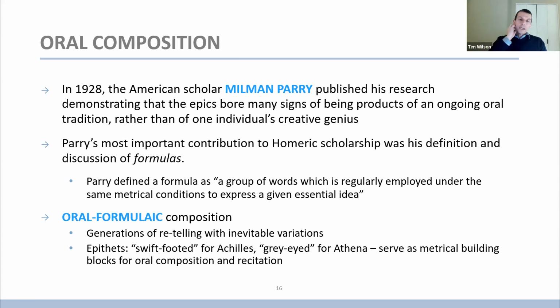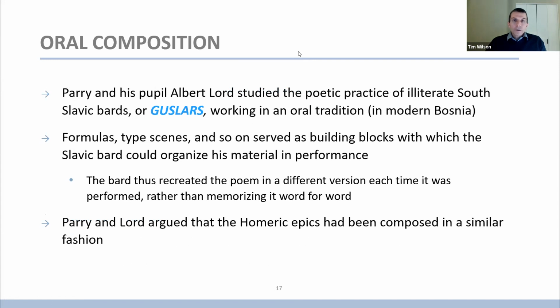So he showed with great consistency how these formulae would show up at different points, depending on the meter, less so, they're less directly attributable to the actual action of the character. It's not tied to the story, let us say, it's tied to the meter that the poet needs. So the point being there that with these oral formulaic compositions, if you're doing it in this tradition, you're not memorizing the entire production. You're formulating as you go, but you're basing it on these kind of stock epithets and formulas that you can plug in certain spots where you need them. Parry had discovered this by studying Slavic bards or guslars working in the oral tradition in what today is Bosnia.